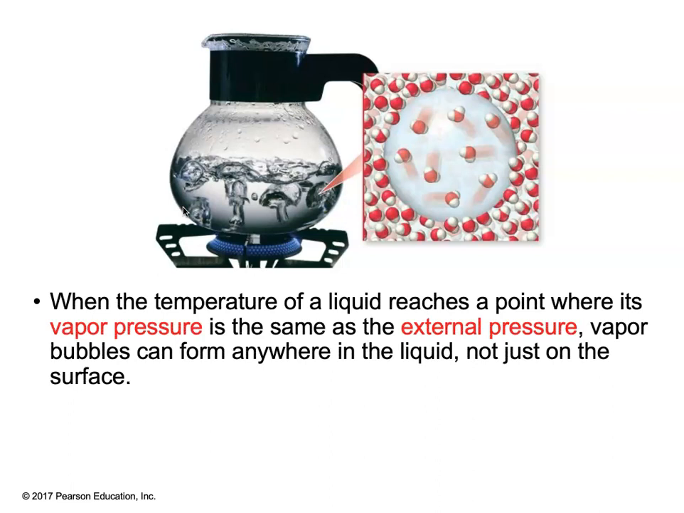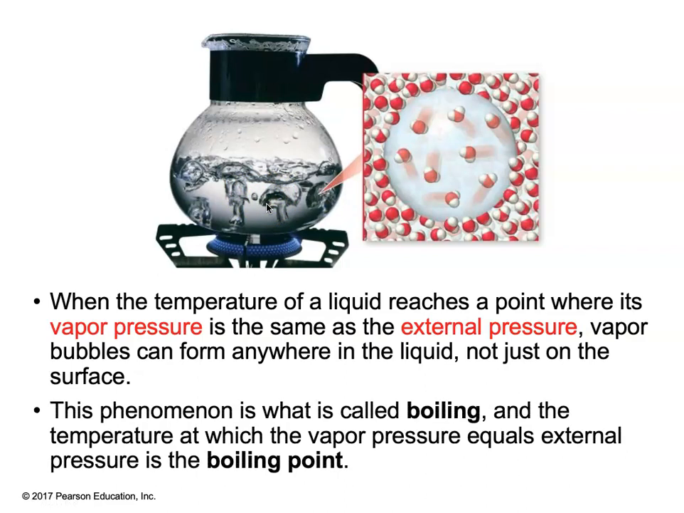When the temperature of the liquid reaches a point where its vapor pressure is the same as the external pressure, vapor bubbles can form anywhere within the liquid, not just on the surface, and this is what we call boiling. So that's how you recognize boiling. Bubbles of vapor are being produced everywhere within the liquid. When you're first heating water, you'll notice that the bubbles appear on the sides of the container, not within the body of it. That's not boiling. So, call this a roiling boil. The phenomenon is what is called boiling, and the temperature at which the vapor pressure equals external pressure is the boiling point.